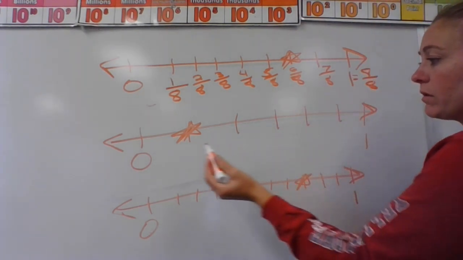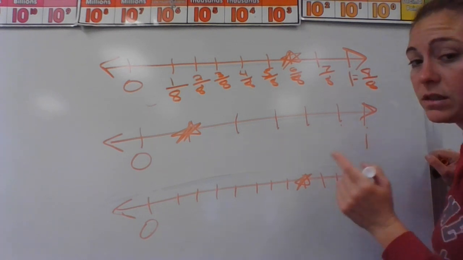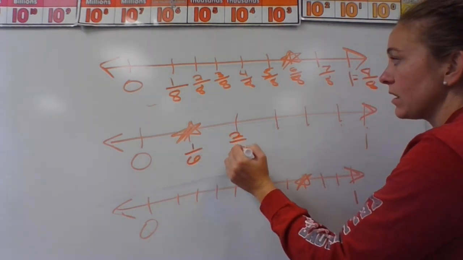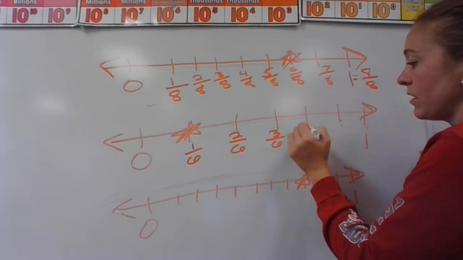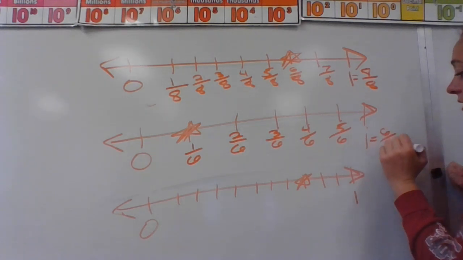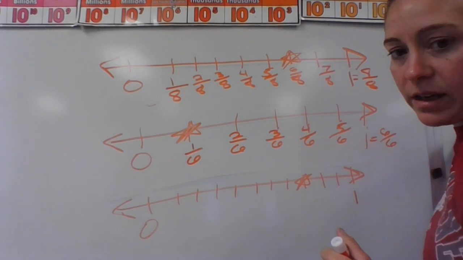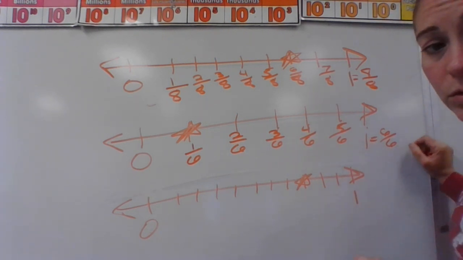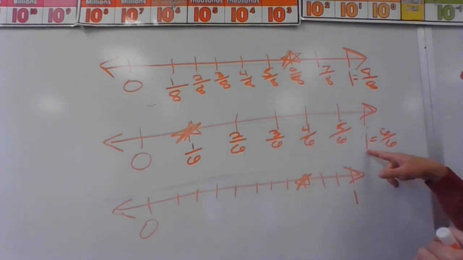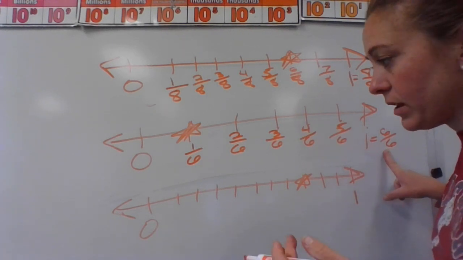Okay, so the next one, we've got 1, 2, 3, 4, 5, 6 tick marks, which means our denominator is 6. So 1/6, 2/6, 3/6, 4/6, 5/6, and 1 is 6/6. And our star, it looks like it's at 1/6 on this one. You know you've gotten it right when you come out at the end of writing them and your 1 equals the whole, the 6/6 or the 8/8 or the 10/10 or whatever it is.